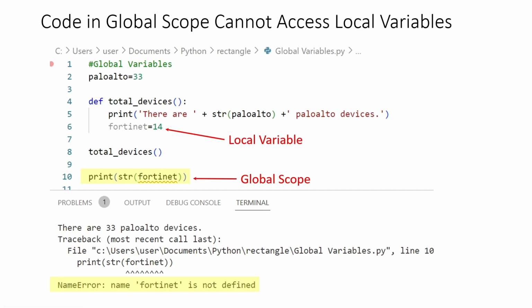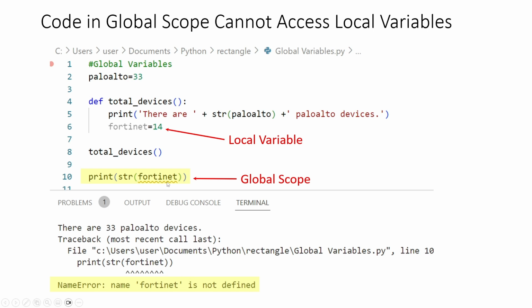In this example, we have a global variable, Palo Alto, and that's going to be equal to 33. If I want to print something, I can call the Palo Alto variable here because it's global. So a function can use a global variable, and I can create a local variable. What I can't do is access the value Fortinet because it's inside of a function. It's in a different scope. And that's why I'm getting this error.